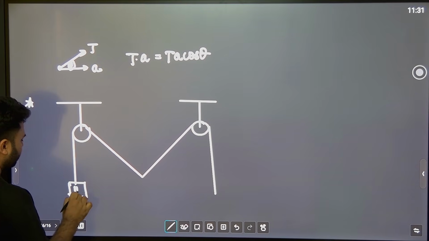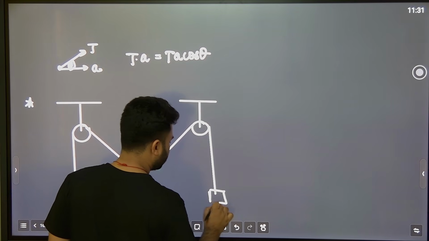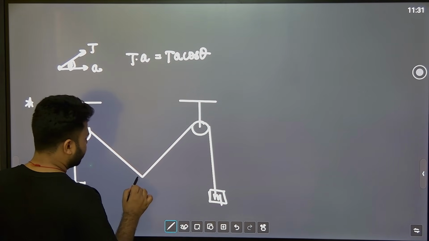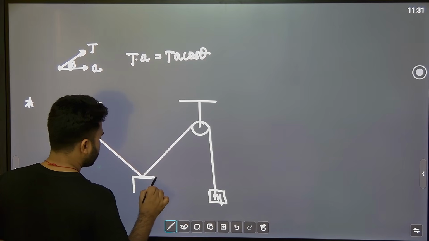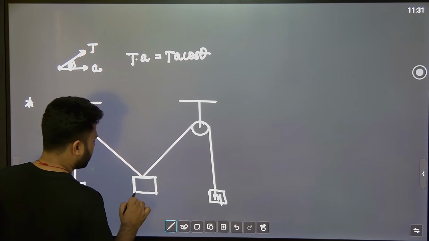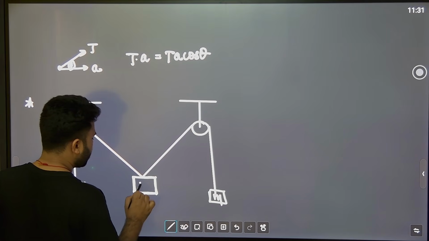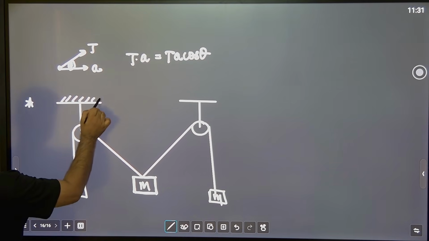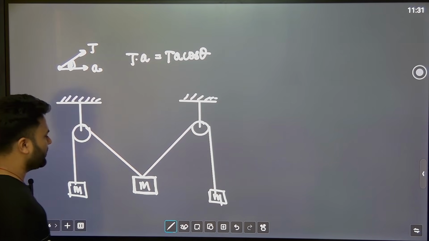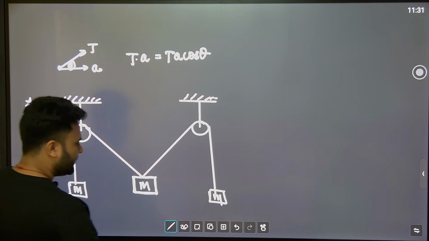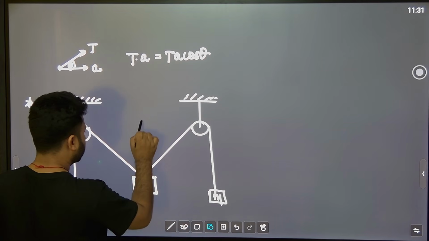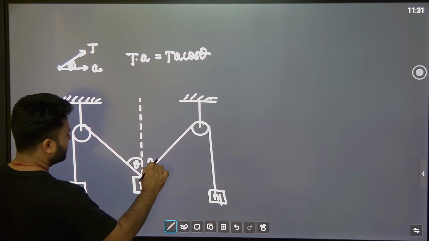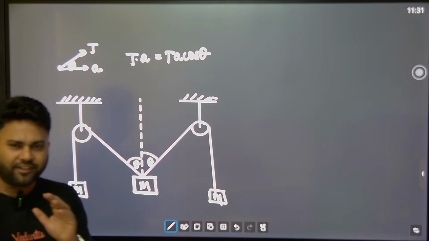Here we have mass m. Here also we have mass m. Here we have any mass, suppose, for example. Correct? This is the situation. This angle is suppose theta. This angle is also theta. What is the question? Listen to the question carefully.